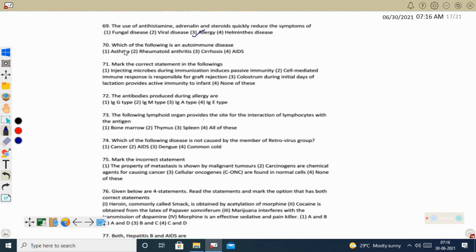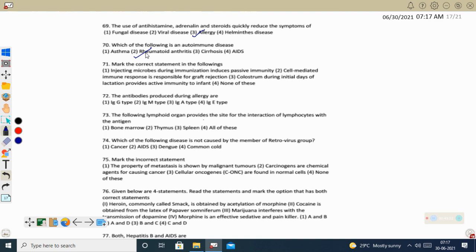Next question, which of the following is an autoimmune disease? An example of autoimmune disease is rheumatoid arthritis. In rheumatoid arthritis, the synovial fluid present between the joints will not be produced, because the synovial fluid producing membrane is recognized as foreign and the body starts destroying it in that region.